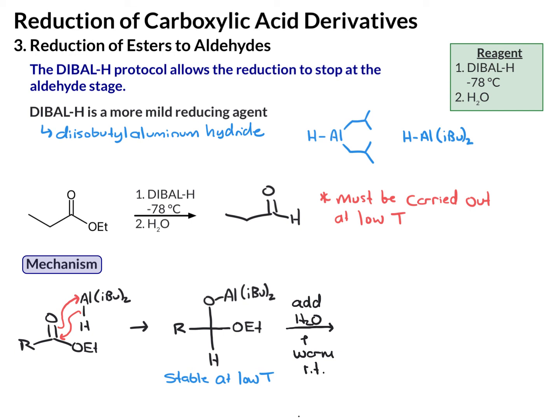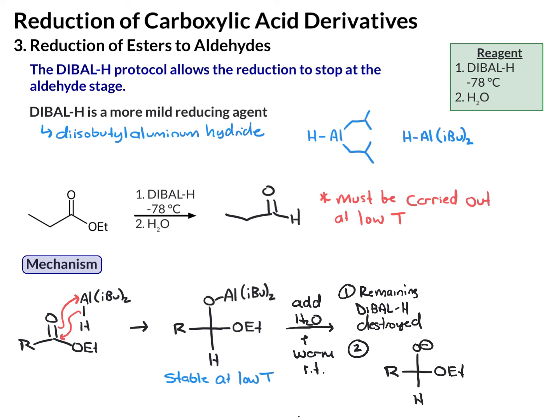As you add the water, a couple of things happen. One, the remaining DIBAL reagent gets destroyed. And the second thing that happens is the water removes the aluminum from the oxygen. So you just get this tetrahedral intermediate.